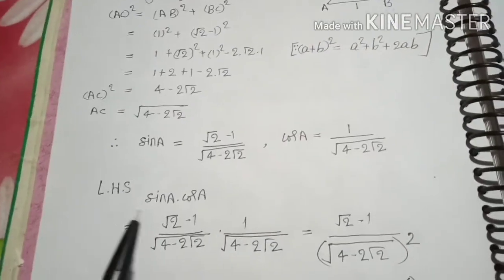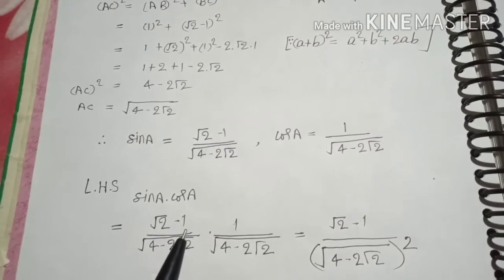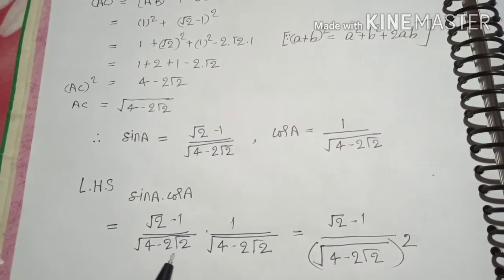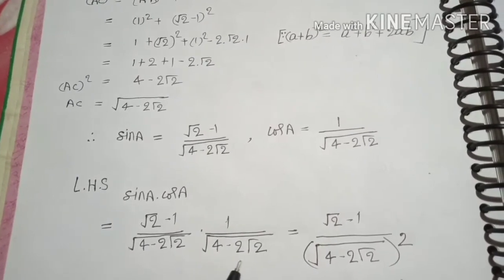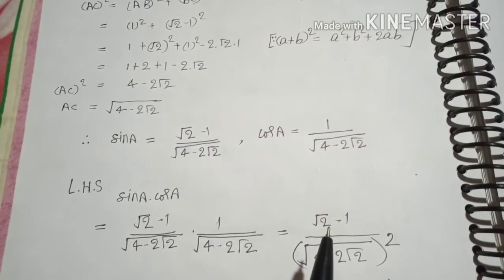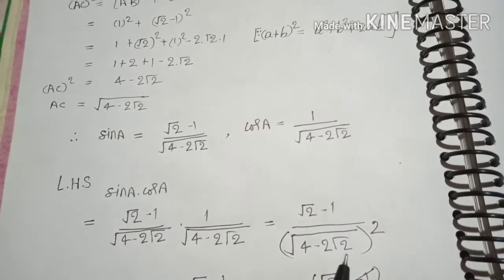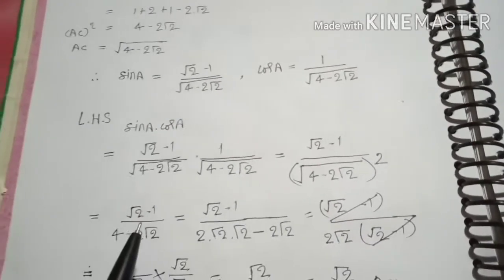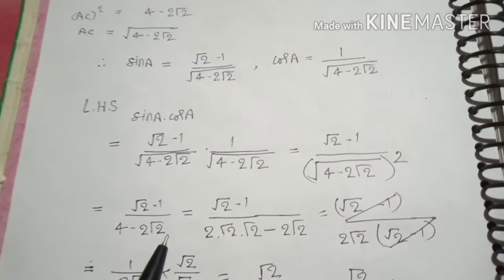So we take the LHS, sin A into cos A. The value of sin A is root 2 minus 1 divided by square root of 4 minus 2 root 2, into the value of cos A, 1 divided by square root of 4 minus 2 root 2. Multiplying these, that is equal to root 2 minus 1 divided by (square root of 4 minus 2 root 2) whole square. So root 2 minus 1 divided by 4 minus 2 root 2.